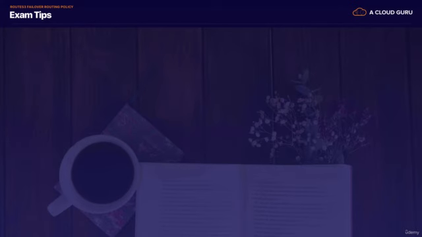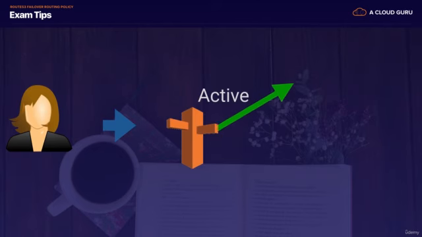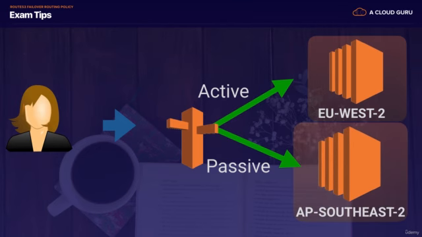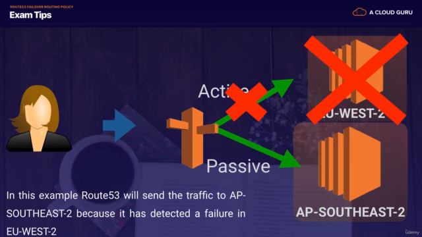So going into your exam, just remember how failover routing policies work. Essentially you've got your user, they type in your domain name, it hits Route 53, and we've got an active and a passive site. Our active could be EU West 2 and our passive site could be AP Southeast 2. If we lose our active site, the health check is going to fail. Route 53 is going to detect this and it's going to fail over automatically to AP Southeast 2.